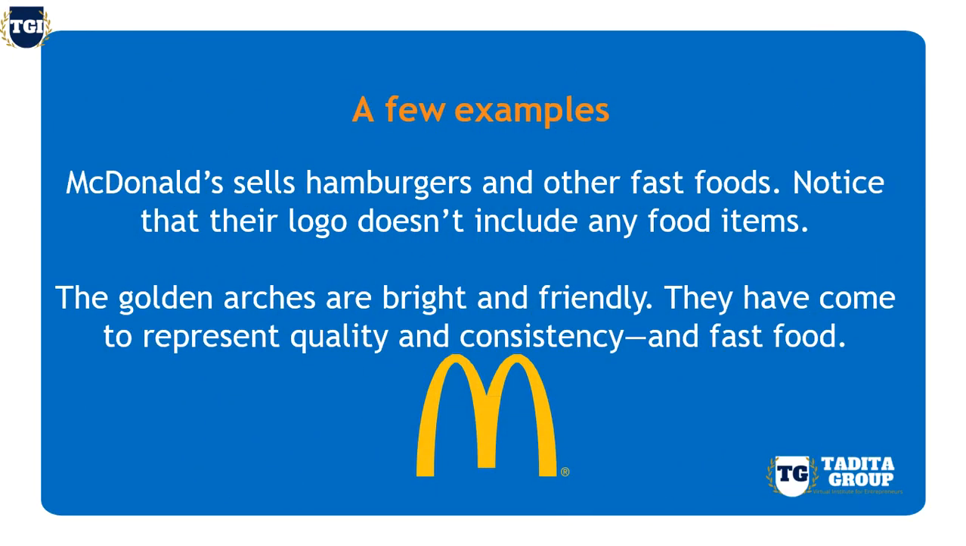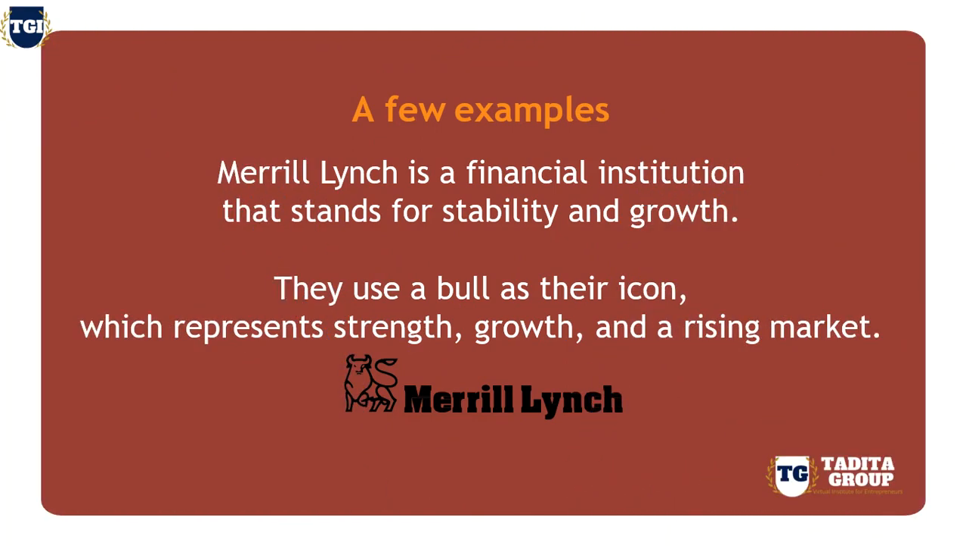Now, a few examples: McDonald's sells hamburgers and other fast food, right? Notice that their logo doesn't include any food items. The golden arches are bright and friendly. They have come to represent quality, consistency, and fast food. Then we equally have Merrill Lynch. It's a financial institution that stands for stability and growth. So they use a bull as their icon, which represents strength, growth, and a rising market.